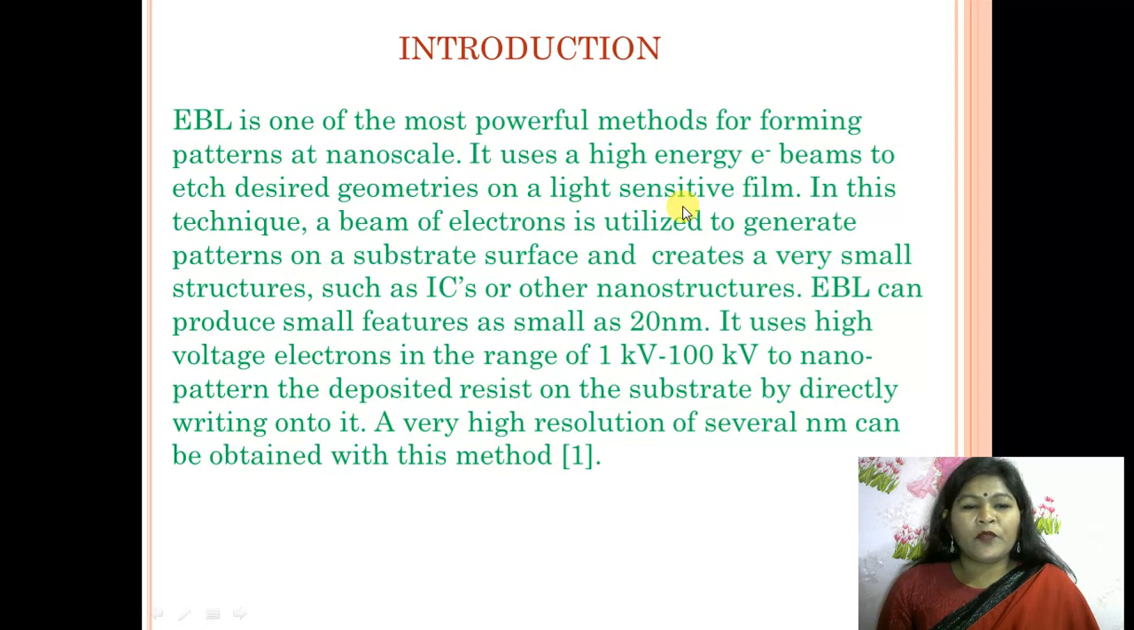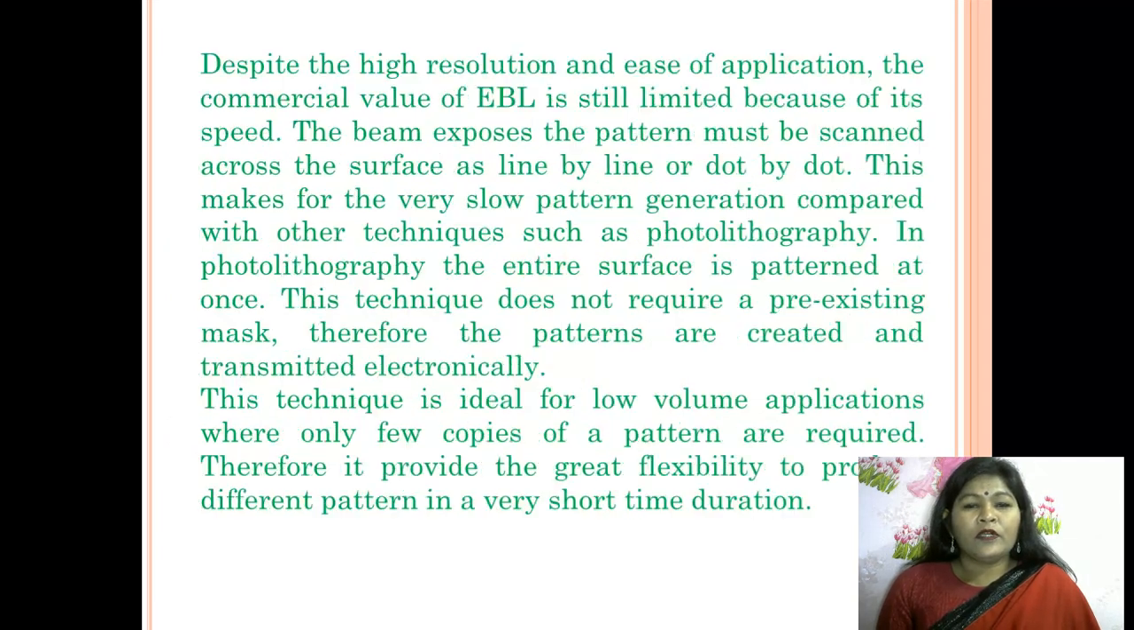Electron beam lithography can produce features as small as 20 nanometer. It uses high voltage electrons in the range of 1 kilovolt to 100 kilovolt to nano pattern the deposited resist on the substrate by directly writing onto it. A very high resolution of several nanometers can be obtained with this method. Students, this technique is flexible, and one of its advantages is that it does not require an expensive mask. So this is the basic introduction of electron beam lithography.